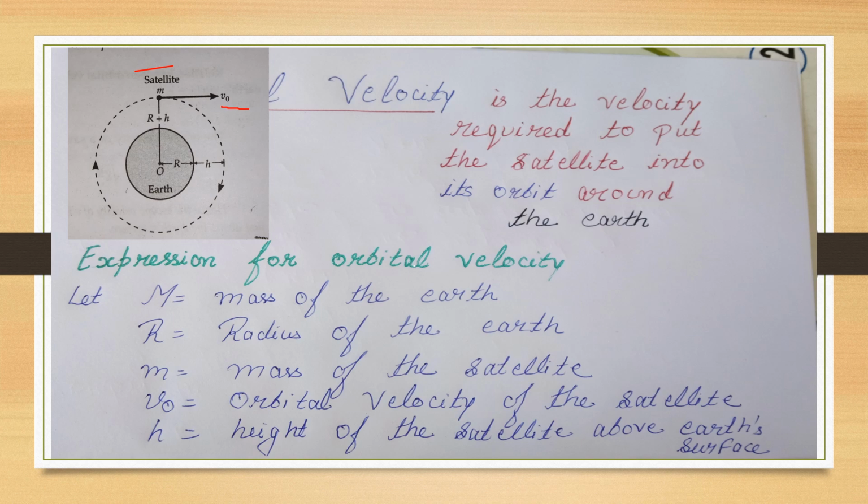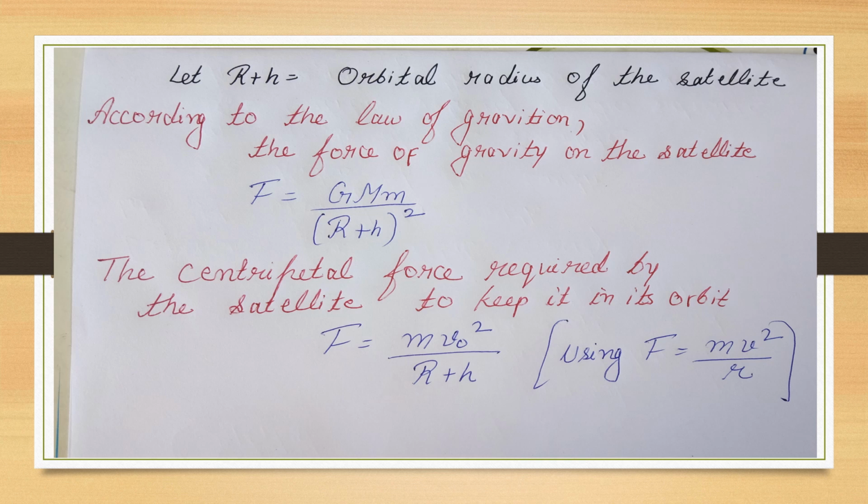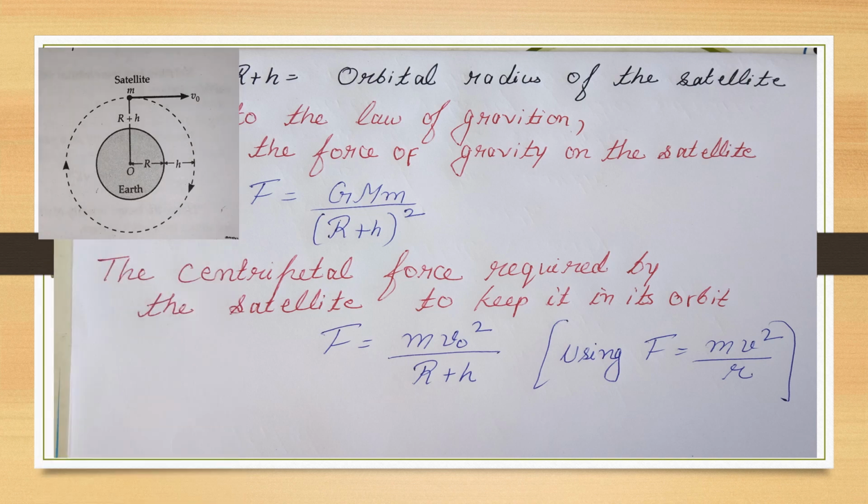satellite above Earth's surface. So according to the law of gravitation, we know that the force F is equal to capital G, capital M into small m divided by (R plus H) whole square. So what is R plus H here? R plus H is the orbital radius of the satellite. Here R denotes the radius of the Earth and H is the height of the satellite above the Earth's surface.